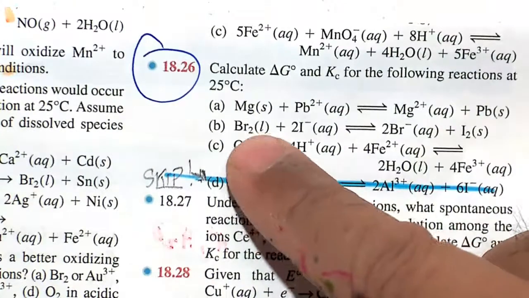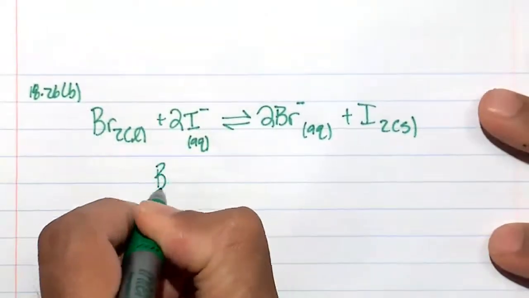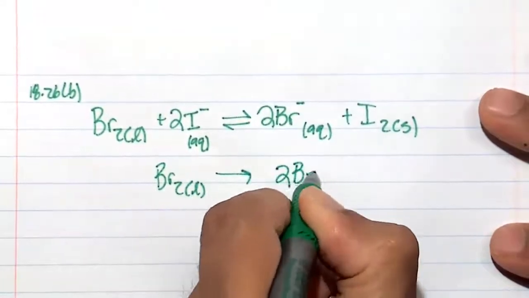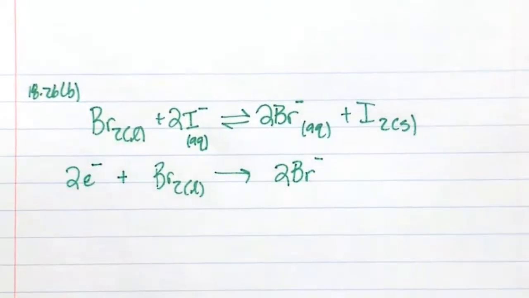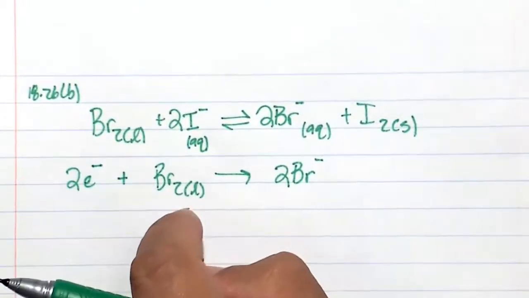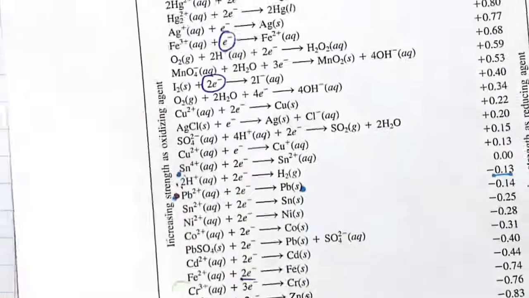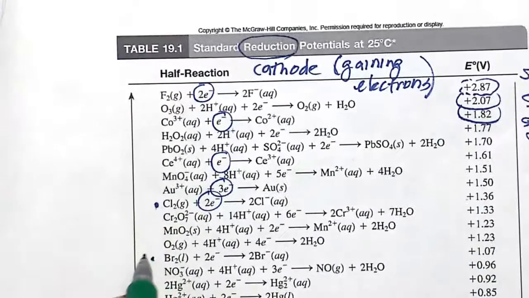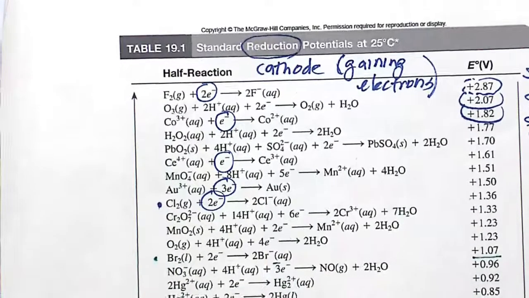So first thing I see here is Br2 liquid going to 2Br minus. Let's balance the minus 2 on the product side and put a minus 2 on the reactant side. So here's a reduction reaction, Br2 liquid gaining 2 electrons to become 2Br minus. And let's see where that goes here. You see that right here. Br2 liquid plus 2 electrons goes to 2Br minus, positive 1.07 volts.